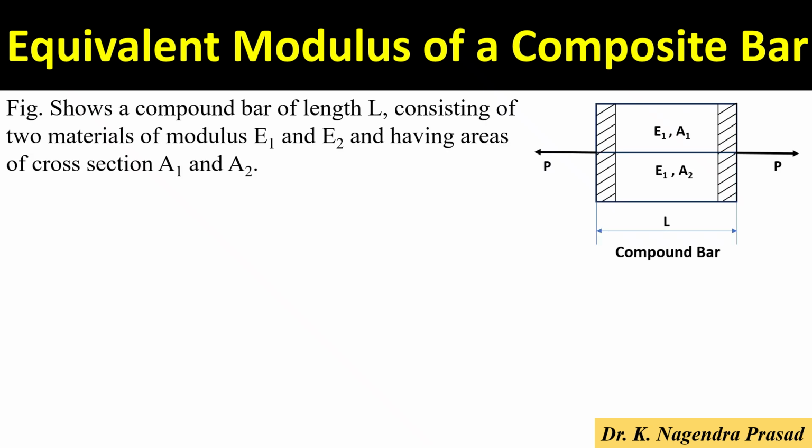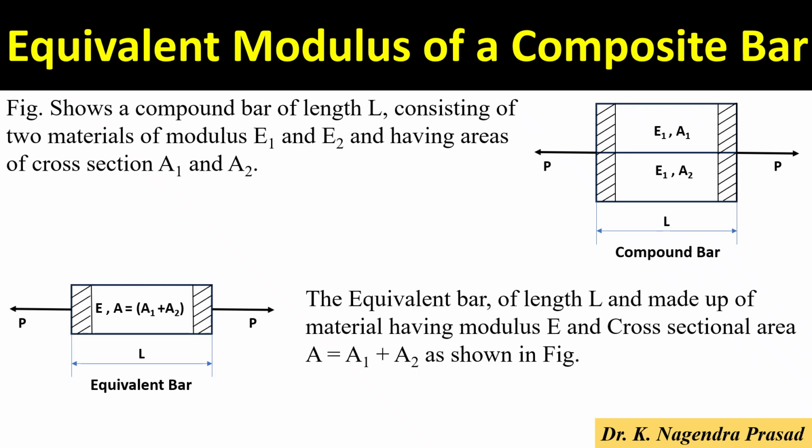In the present lecture, we will discuss the equivalent modulus of a composite bar. So let's see in the diagram. The figure shows a compound bar of length capital L consisting of two materials of modulus values E1 and E2 and having cross-sectional areas A1 and A2.